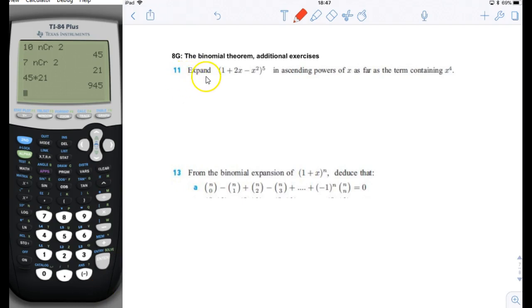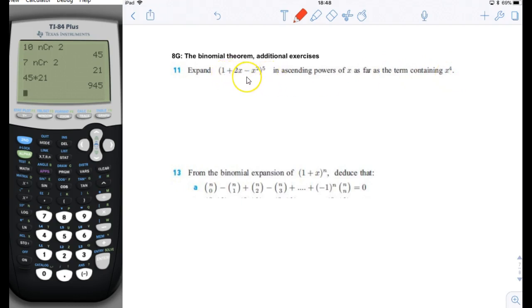Let's take a look at number 11. Expand this trinomial to the 5th power in ascending powers of x as far as the term containing x to the 4th. So basically, this has terms up to probably x to the 10th, and they don't want you to expand the whole thing because that would take too long. So we're going to stop when we get to a power as large as x to the 4th.